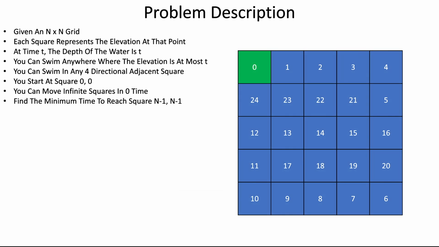Looking at another example, a slightly bigger square. At time 1, we go to 1. At time 2, we go to 2. Time 3, we go to 3, and so on. And then we wait until time 16 before we go to square 16, and then we swim all of this distance because time 16 already passed, and all of these numbers are less than 16.